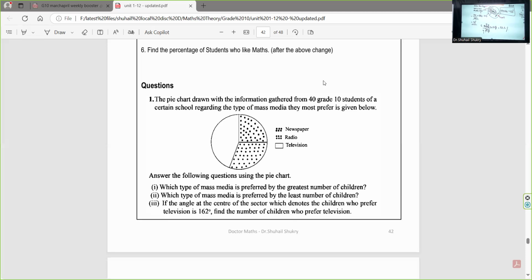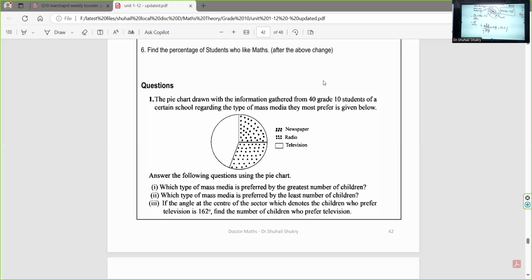Okay, the golden box for this question. Only a few people have found this, right? Now, they have told us in this question: the pie chart drawn with the information gathered from 40 grade 10 students of a certain school regarding the type of mass media they most prefer is given below.